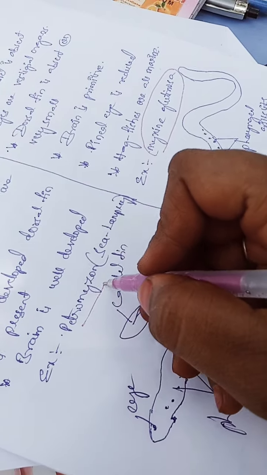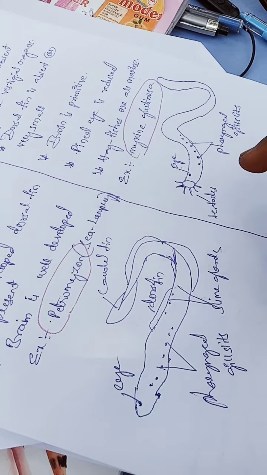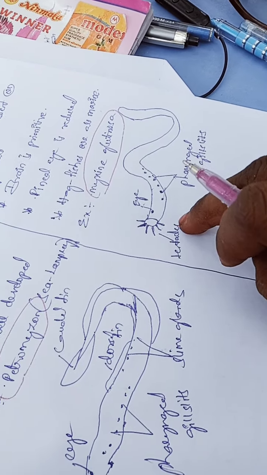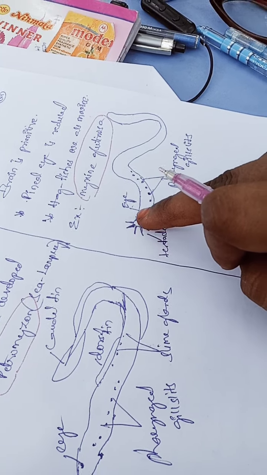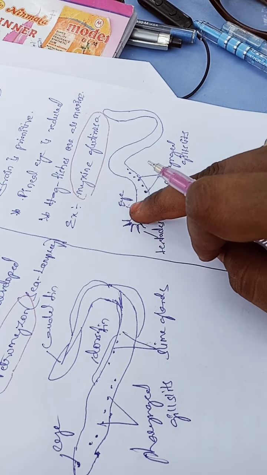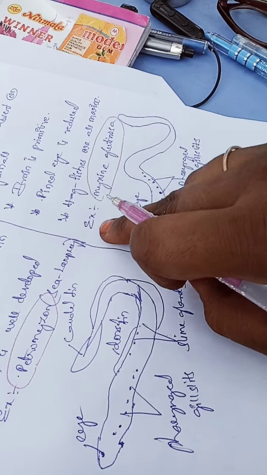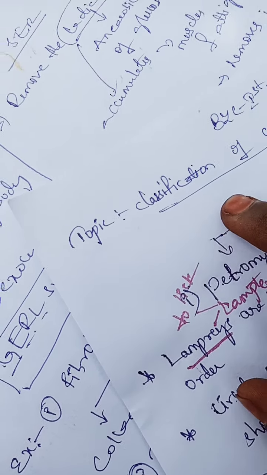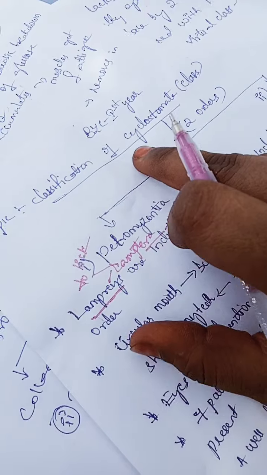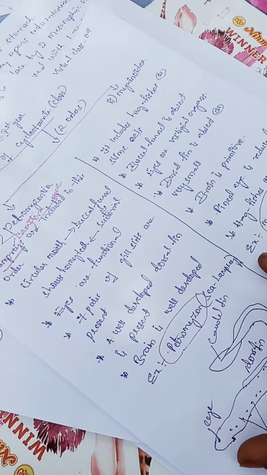Petromyzons are commonly called sea lampreys. This is the diagram I have shown you. This is the Myxin, which has tentacles surrounding the mouth, an eye which is a vestigial organ, and pharyngeal gill slits. This is the Myxin and this is the Petromyzon, the best examples for the Cyclostomata. So this is the classification of Cyclostomata, which is very simple and easy.